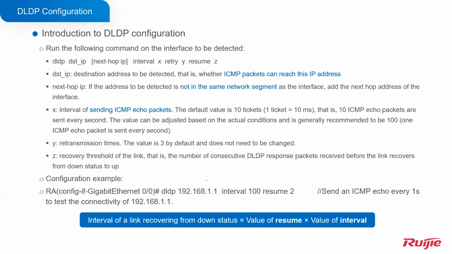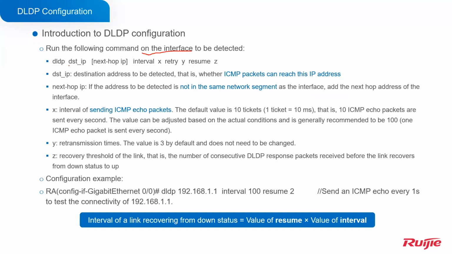Next, let's see the configuration commands. Run the following command on the interface to be connected. Pay attention here. This command is used on the interface. So we should enter the interface configuration view and then use this command.